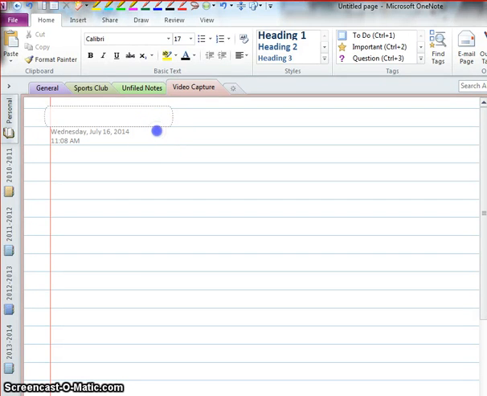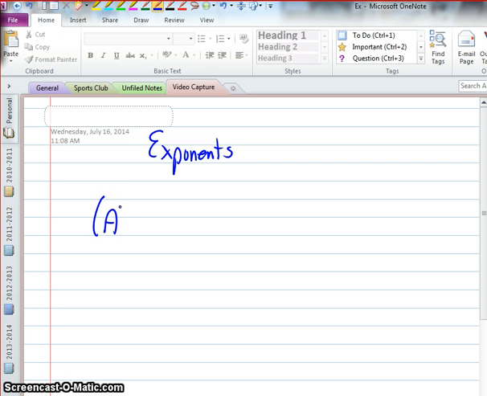Alright, as we continue on with exponents, we're going to have today power to a power and power of a product rules. So the first one is that when you have a base with an exponent being brought to another exponent, you are going to multiply those two exponents together, which is known as power to a power.